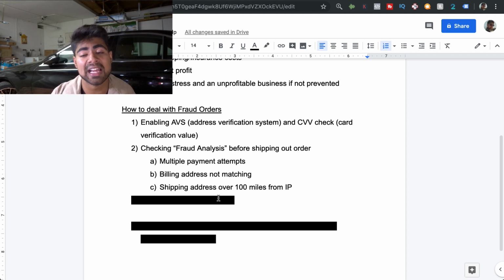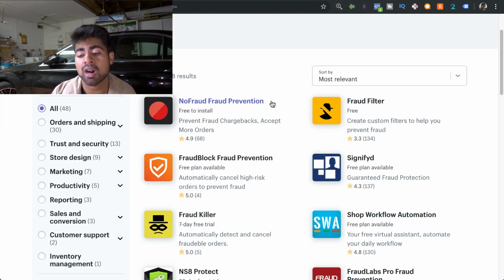So the third thing I like to actually have on my Shopify store is some special fraud analysis apps. These fraud analysis apps are actually in addition to all of these other two things I mentioned, and they are the final factor in determining whether a specific order is a fraud order or not. And some of the apps which I've opened up over here are the following ones.